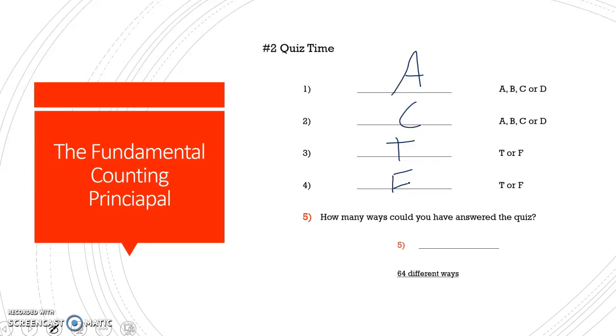Well, number 1, you had an option of 4 different things. Number 2, you had an option of 4 different things. Number 3, you had an option of 2 different things. And number 4, you had an option of 2 different things. And so to find all of the options, we would just multiply all those together. And 4 times 4 times 2 times 2 is 64 different ways.